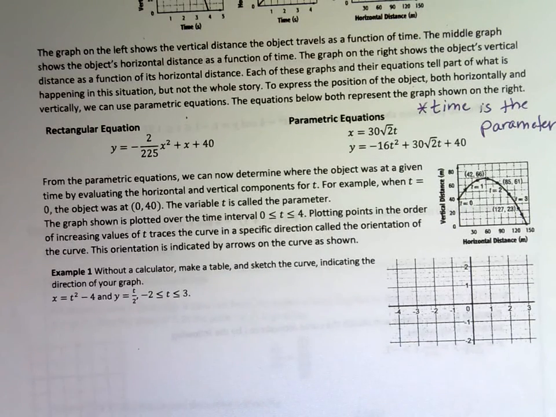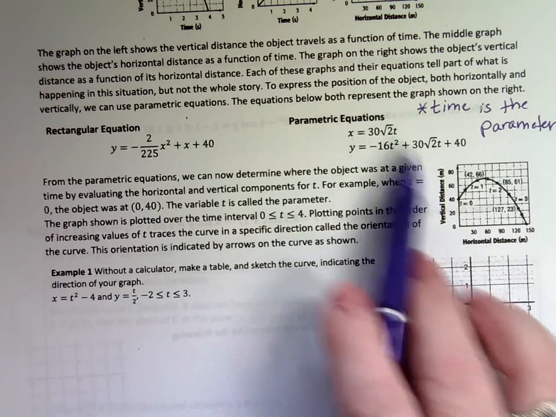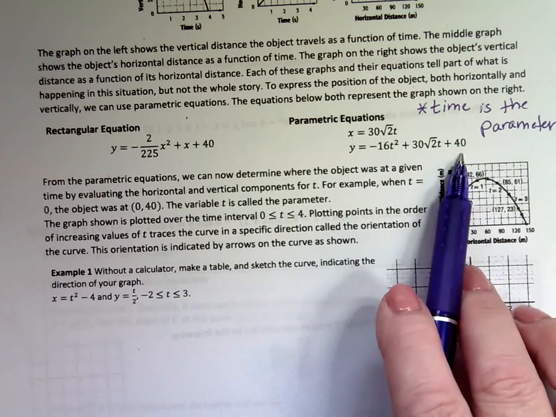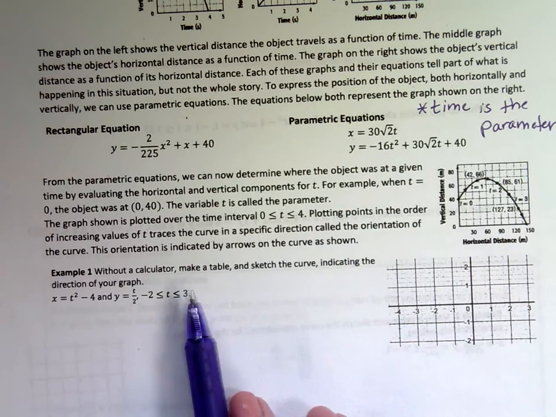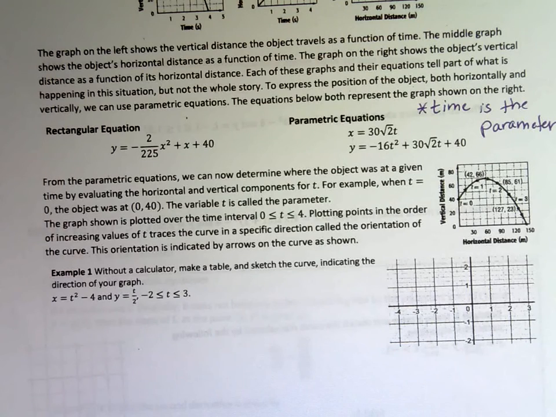From the parametric equations, we can now determine where the object was at a given time by evaluating the horizontal and vertical components. For example, if t equals 0, the object was at 0, 40. If I put a 0 into here, I get 0 out. If I put a 0 into this equation, I get 40 out. And so you can figure out what the x value and what the y value would be as a coordinate. So 0, 40. The variable t is called the parameter. We just talked about that.